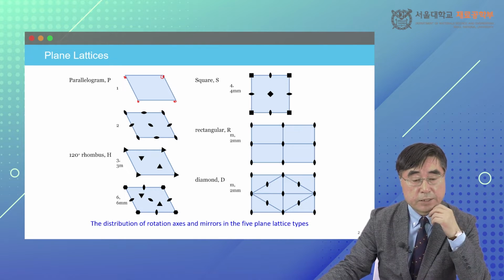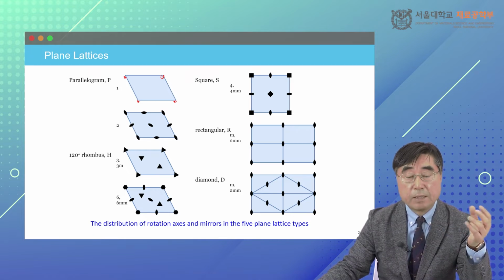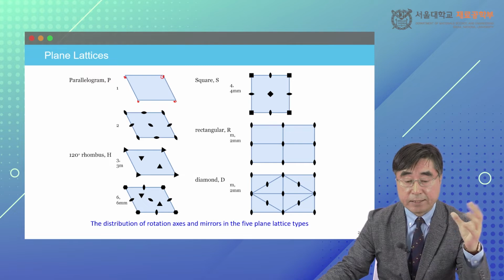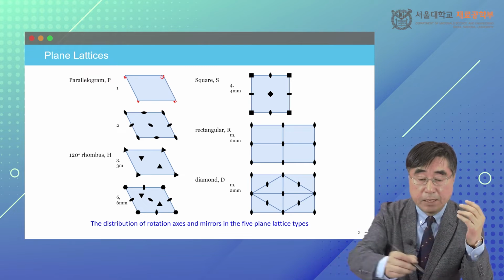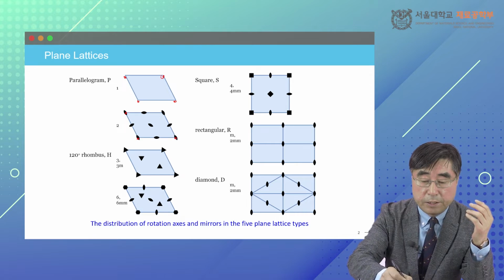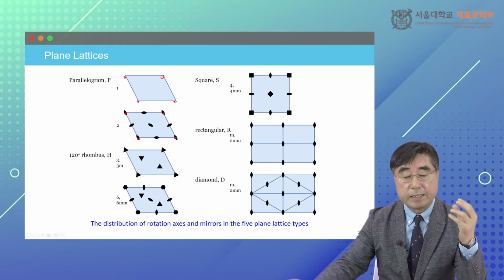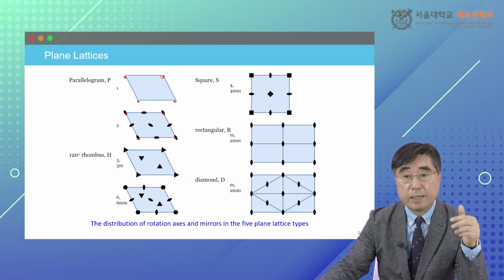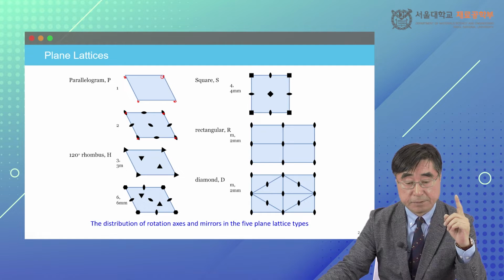Another is the parallelogram, but in this case the lattice point has two-fold symmetry. It's a plane net, okay, a parallelogram. So there is a lattice point here, here, here, here. And the basic definition of this one is that the lattice point has a vertical two-fold symmetry.